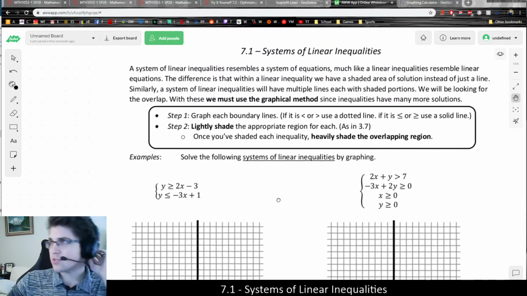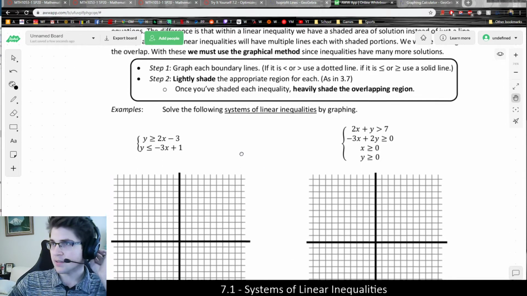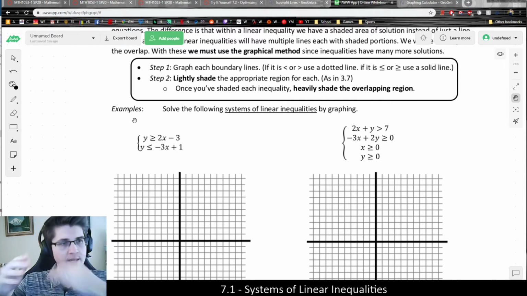So let's just start with an example, and look at how we get into it. Basically, it's an extension of what we were doing in Chapter 6. If we want to solve a system of equations, we're looking for the overlapping point. Where do they cross? What x, y, z point makes them all work at the same time?